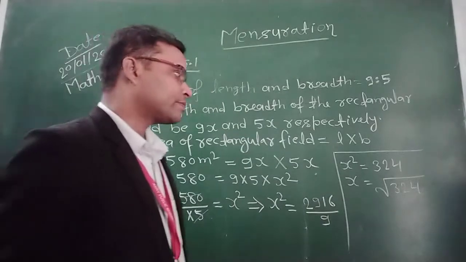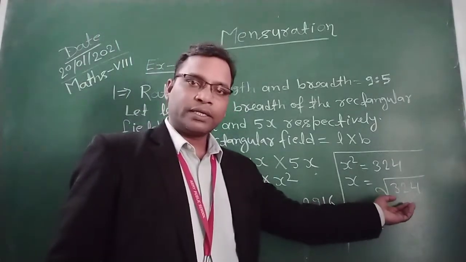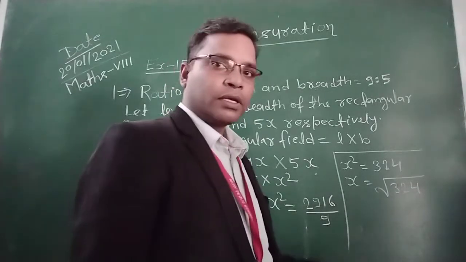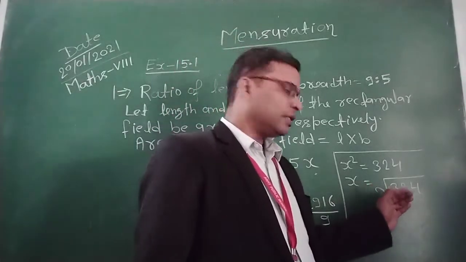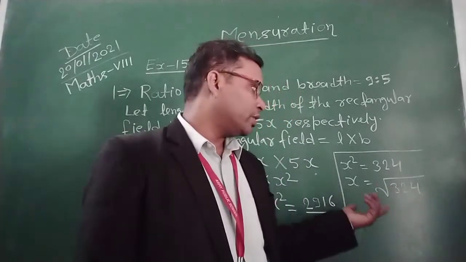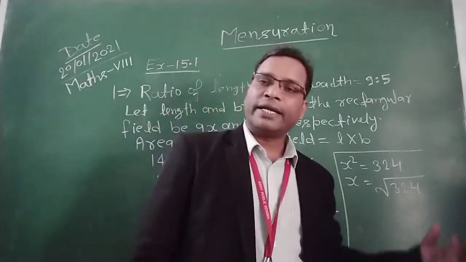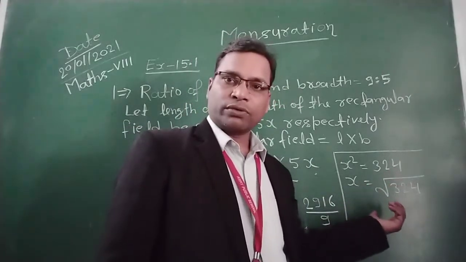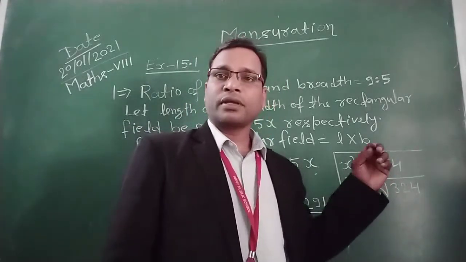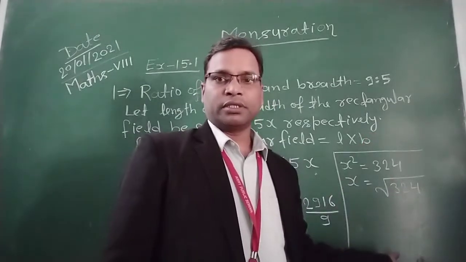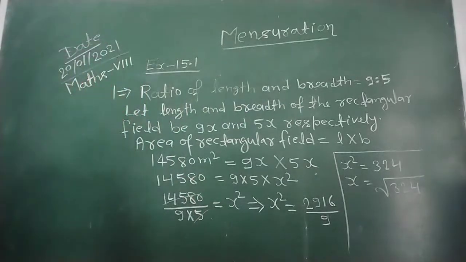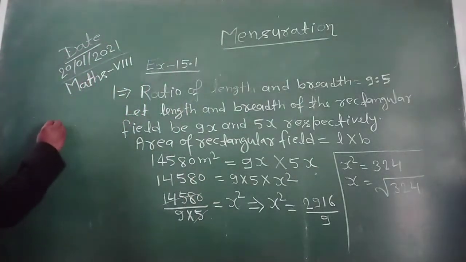Okay. So how do you find the square root of these numbers? Here there are two ways. You can find the square root of 324 by the division method or by the prime factorization method. Everything depends on you. If you find it by factorization, we need to find its factors.